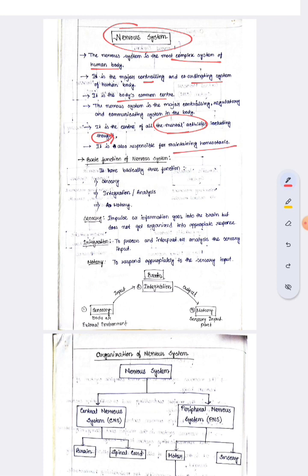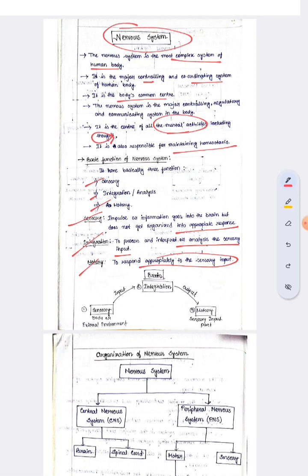So, the basic function of the nervous system. What is the basic function? Basically, we have three functions: sensory, integration, and motor. Sensory is when impulse or information goes into the brain but does not get organized into an appropriate response. Integration is to process and interpret or analyze the sensory input. Motor is to respond appropriately to the sensory input.